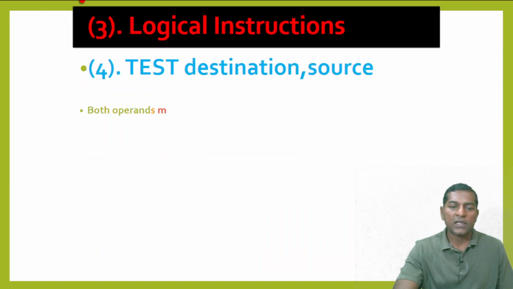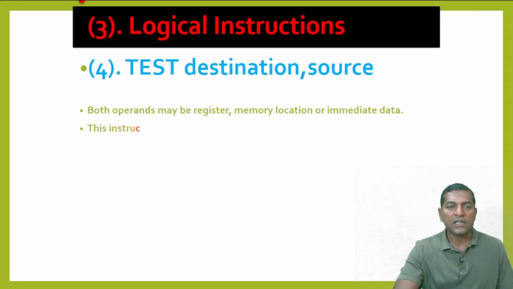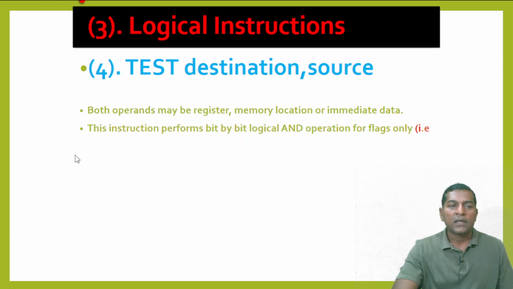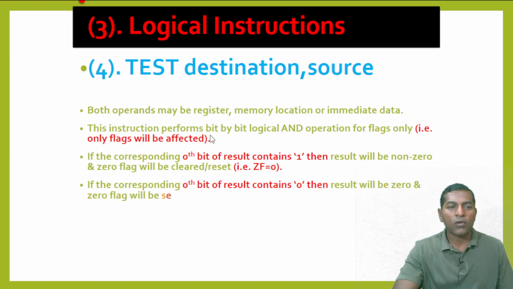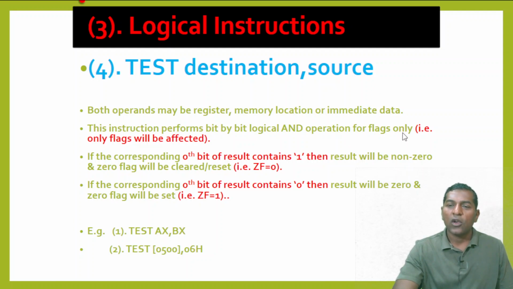The next logical instruction is TEST destination, source. Both operands in this instruction may be a register, memory location, or immediate data. This instruction performs a bit by bit logical AND operation for flags only. It will not generate any result in the accumulator or the respective register, but it will definitely reflect the result in the flags.